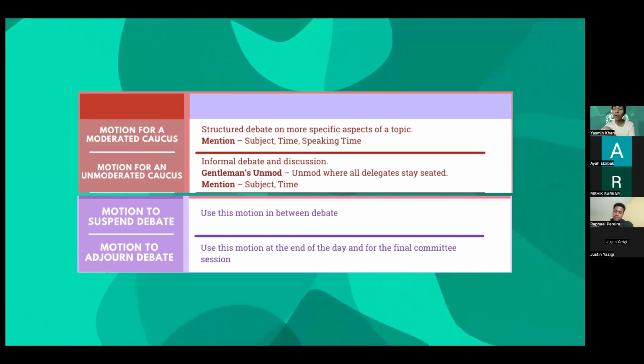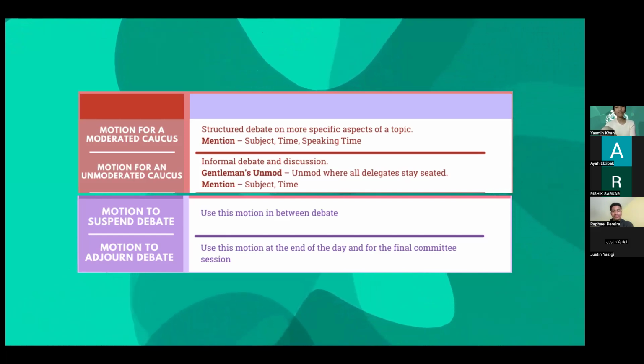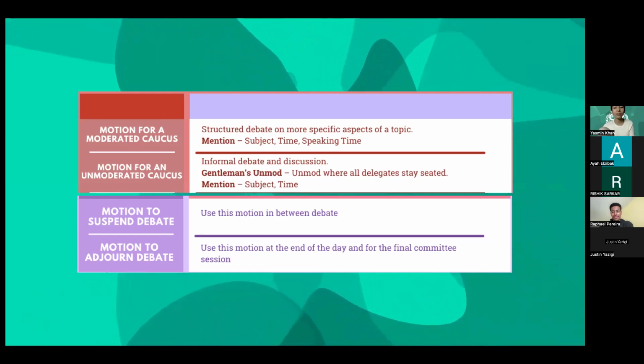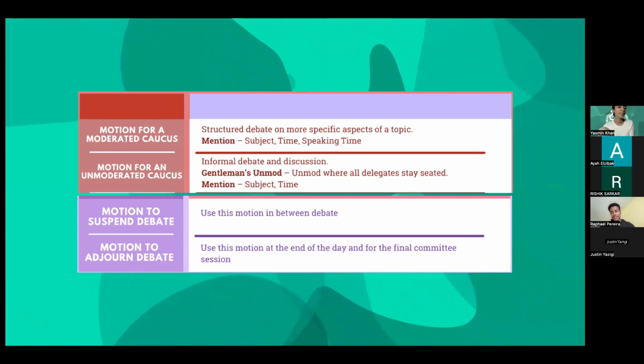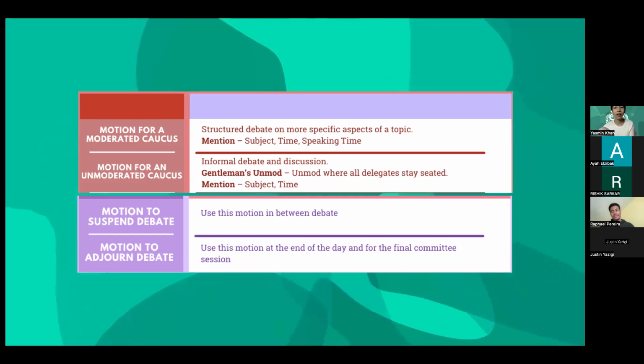Does anyone have questions about that? Okay, cool. Did anyone want to try to motion for something, just as an example? Like I gave an example: I want to motion for a 10-minute moderated caucus on cheese with a 30-second speaking time. Does anyone want to try to motion for a moderated caucus? Just throw out a random topic, random amount of time, speaking time.